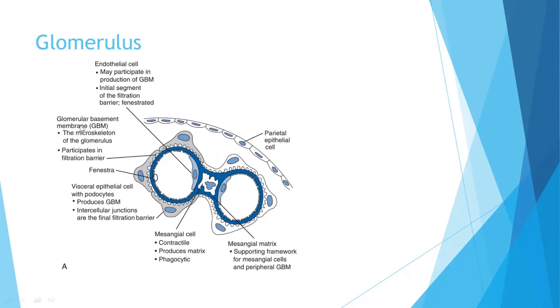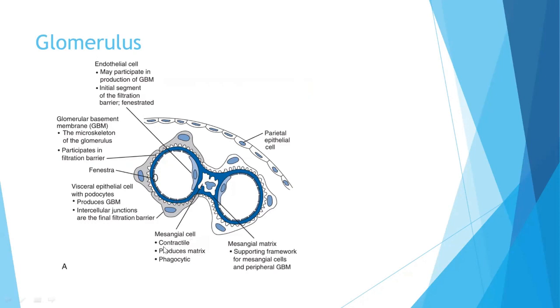Now, after that comes the glomerular basement membrane. This is the microskeleton of the glomerulus and participates as the filtration barrier. After that comes the visceral epithelial cell with podocytes. These also participate in the glomerular basement membrane, and these have the intercellular junctions, and are the final filtration barrier. So what is the filtration barrier? We have the endothelial cells, the glomerular basement membrane, and the visceral epithelial cell with podocytes.